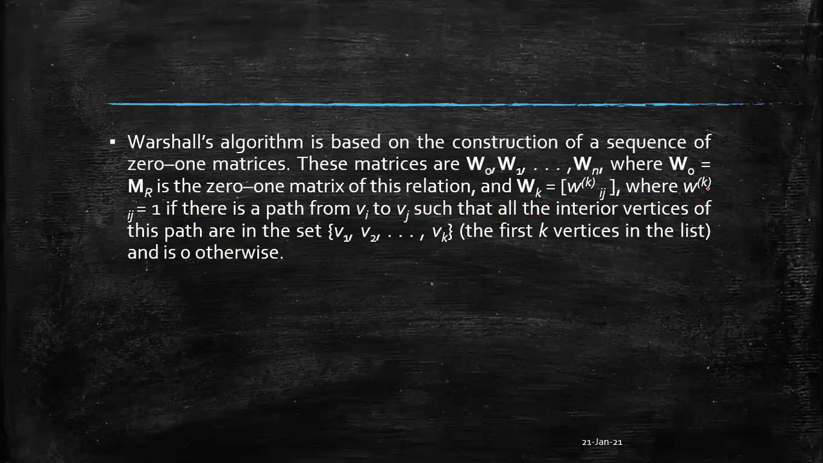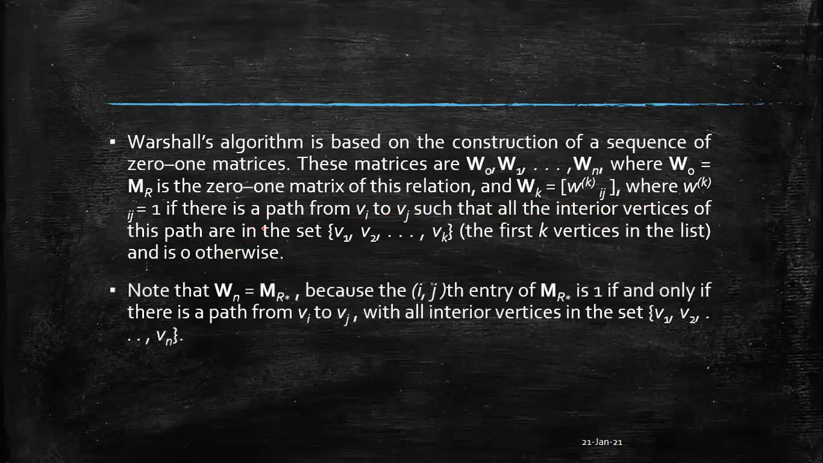Okay, so our Wk[i][j] is equal to 1 if there is a path from vi to vj, that is, if we have all the interior vertices. Otherwise, if there is no such path, the Wk matrix value will be 0. So we'll see that with the help of an example.